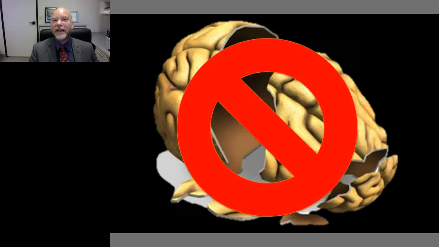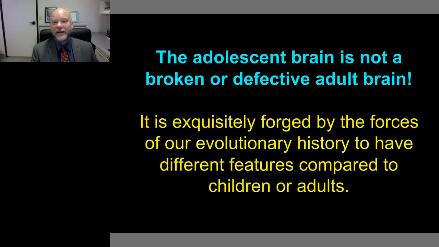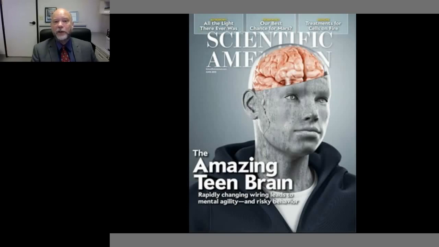If you remember nothing else from this presentation, what I hope you remember is that the adolescent brain is not a broken or defective adult brain. It's not half-baked. It's not just simply between a childhood and an adult brain. It has been exquisitely forged by evolution to have features that are different than the brain of a child, and different than the brain of an adult, but these features have served our species very, very well. And so, what I'd like to convey to you is that the teen brain is really amazing in terms of its ability to learn, to adapt, to change.